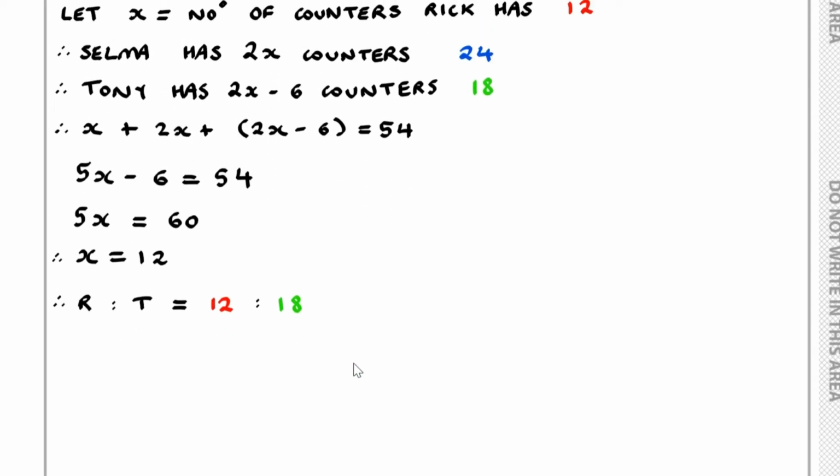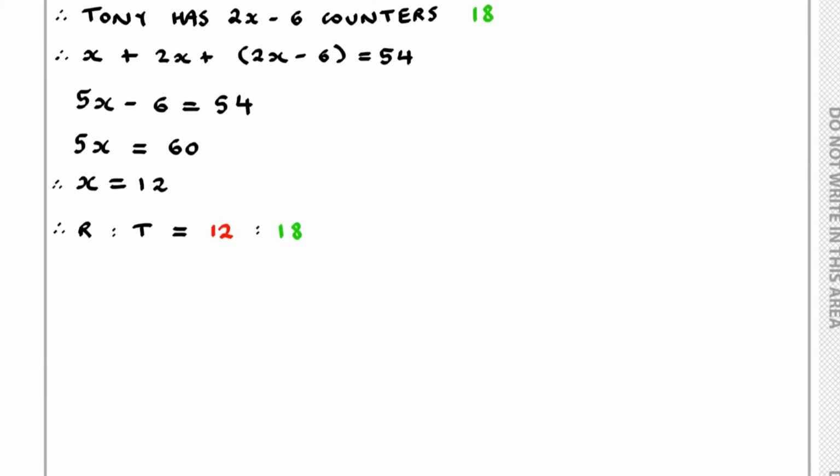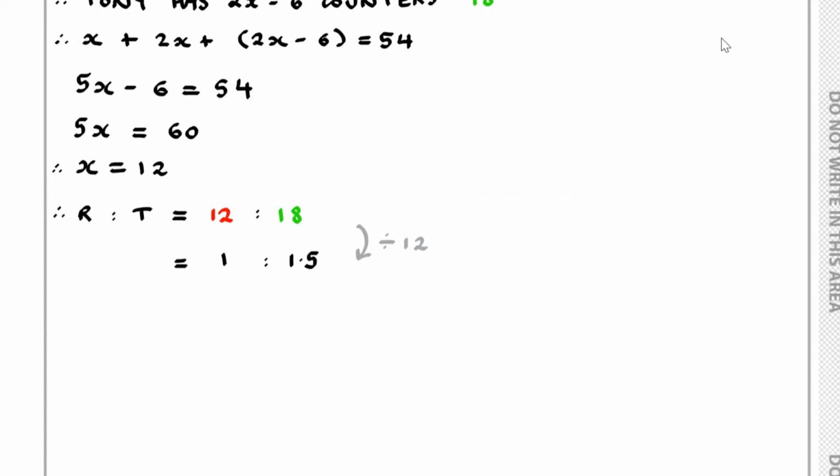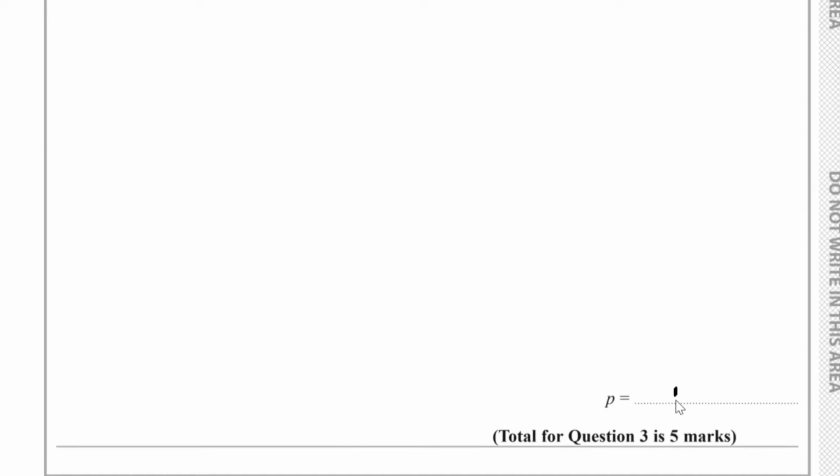And we need to write this in the form 1 to p. So for me to write this in the form 1 to p, well, I need to divide both sides by 12. And so 18 divided by 12, that's 1.5. So we have 1 to 1.5. And therefore, the value of p is 1.5.